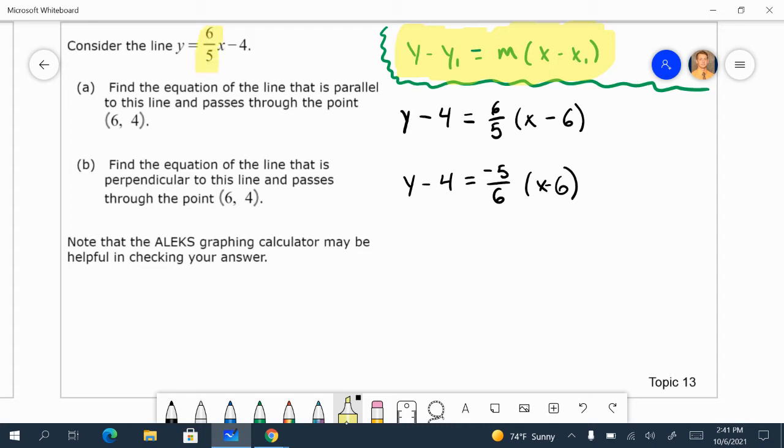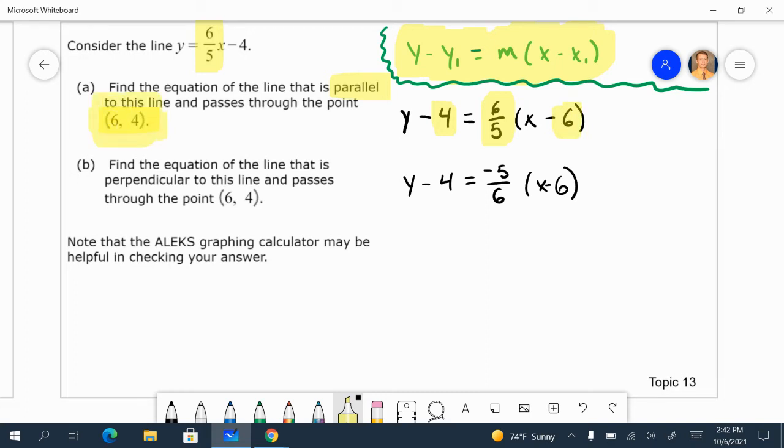So it says, here's your slope. I need you to find the equation of a line that's parallel and goes through this point. Well, with point-slope form, that's pretty easy because this would be parallel. 6 over 5 is parallel. And the point, I just plug in 4 and 6 from over here.